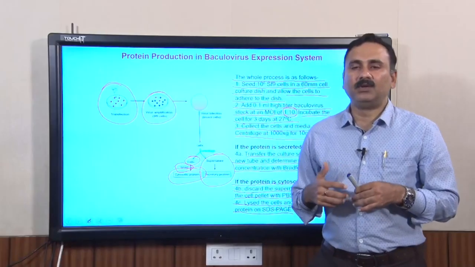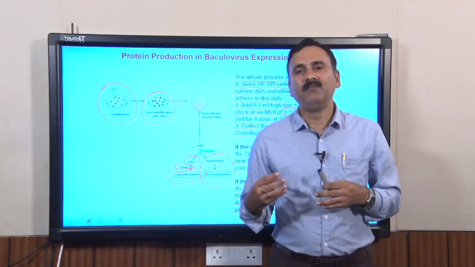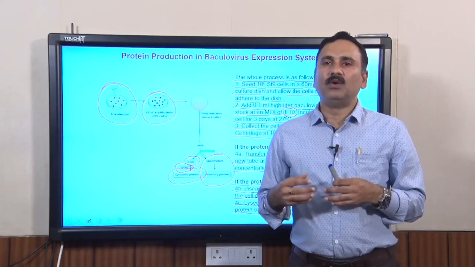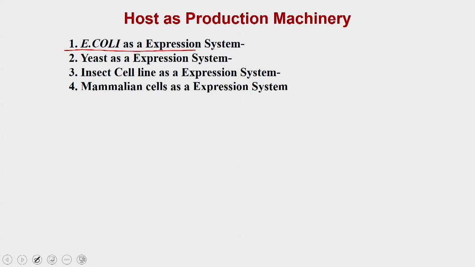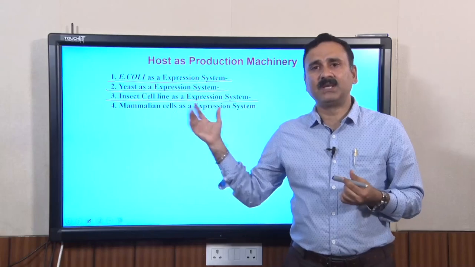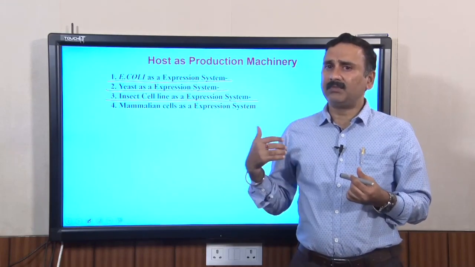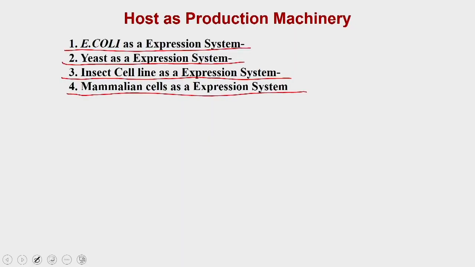So, these are the different steps which you have to follow to overexpress the protein in the baculovirus expression system. So far we have discussed E. coli as an expression system, we have also discussed yeast as an expression system, and lastly we have discussed the insect cell line as an expression system. We have discussed the different approaches and different options available in all these expression systems, and in a subsequent lecture we are going to discuss mammalian cells as an expression system.